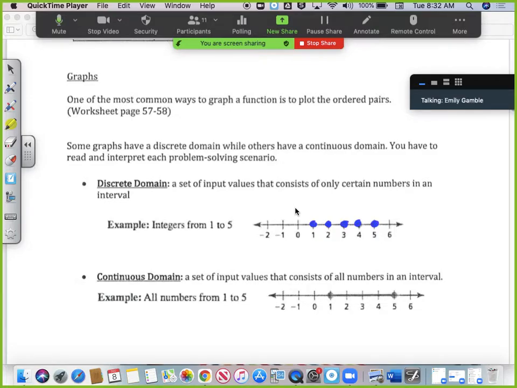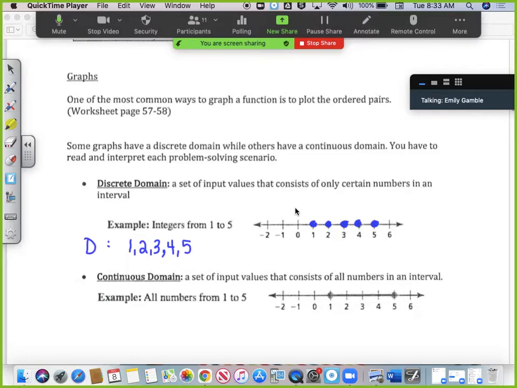The example is the integers from 1 to 5. Integers don't have any fractions or decimals, so all the integers from 1 to 5 would be 1, 2, 3, 4, and 5. Which is why the graph just has 1, 2, 3, 4, and 5 listed like that, and there's not a line through it. So the domain of this situation would be 1, 2, 3, 4, and 5, because the domain would just be a list of those numbers.